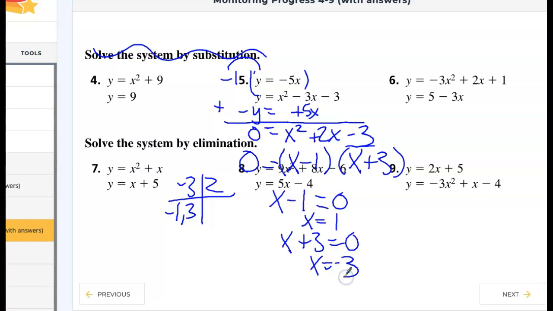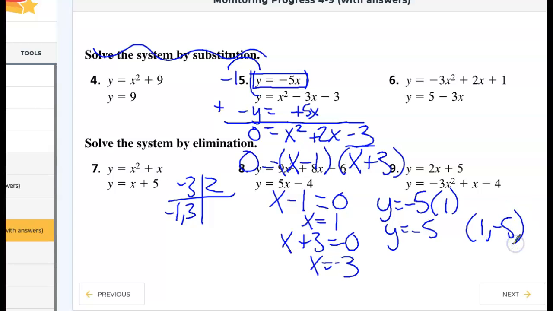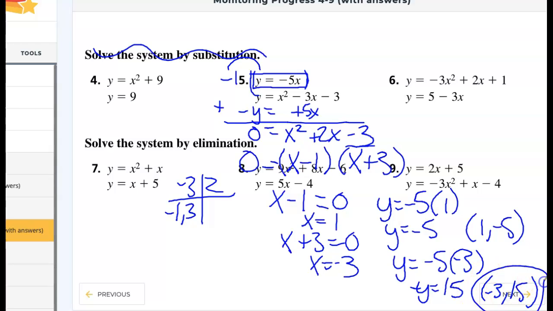Good. What do you think I do now? Plug them back in, and I would use the top one too. I wouldn't use the negative part, I would just use the original. So you would have y equals negative 5 times 1, so my answer would be negative 5. And then I have y equals negative 5 times negative 3, so I would get y equals 15. Good. So these would be my two answers.